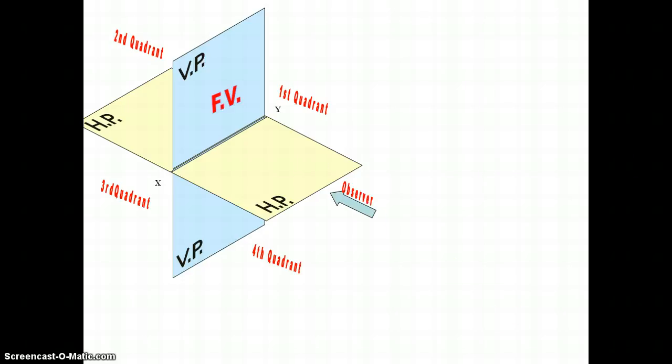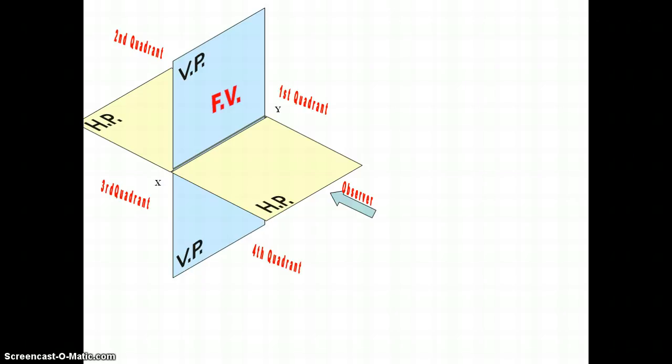The observer is always standing on the right side, looking from in front of the VP and above the HP. Then the front view lies on the vertical plane, and the top view lies on the horizontal plane. This is the first quadrant. In the second quadrant, the front view lies on the vertical plane, and the horizontal plane is below XY. In the third quadrant, the front view lies below the XY, and the top view lies above the XY plane.